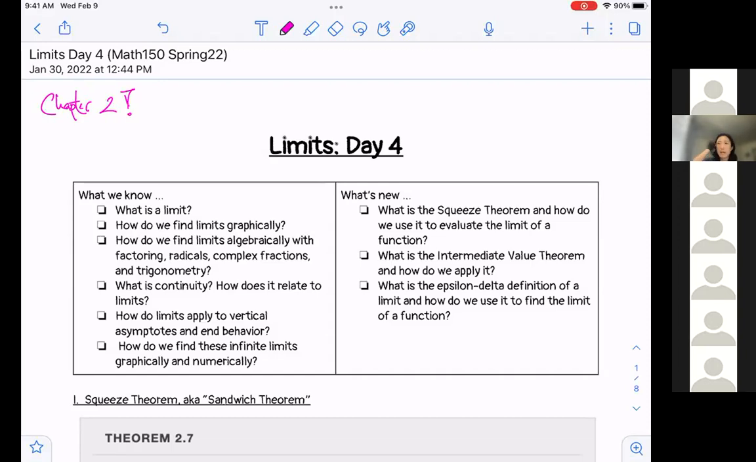And Monday's content will be the last day of stuff that will be on the first exam. Okay. And that first exam will be on Wednesday, February 23rd.